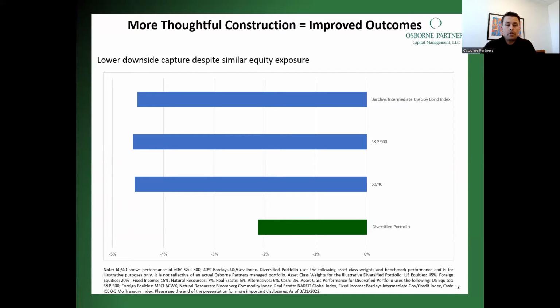So to sum it up, there are different interpretations of diversification. At Osborne Partners, our belief is that a true diversified portfolio goes beyond 2 asset classes and provides clients with exposure to multiple asset classes that perform across a wide spectrum of economic environments.